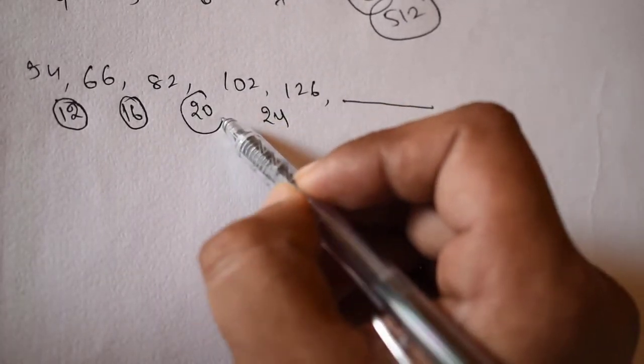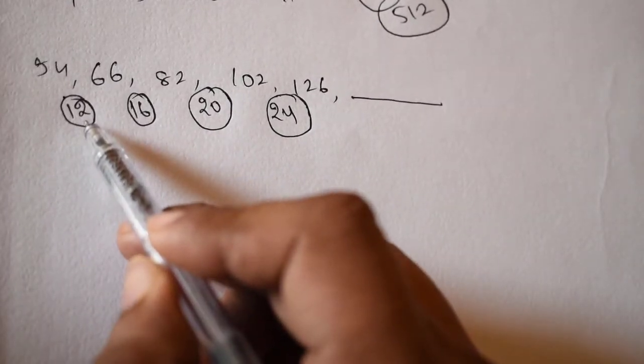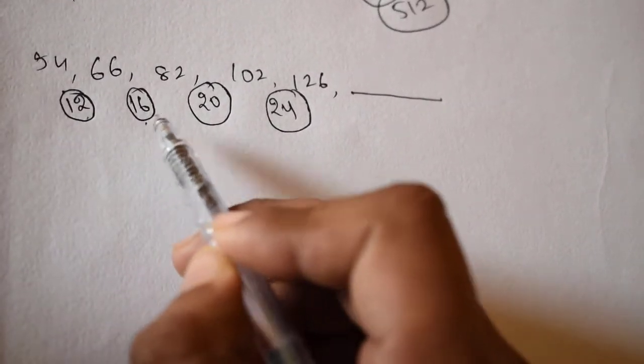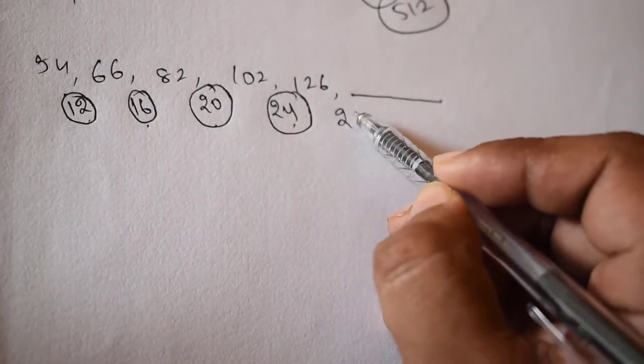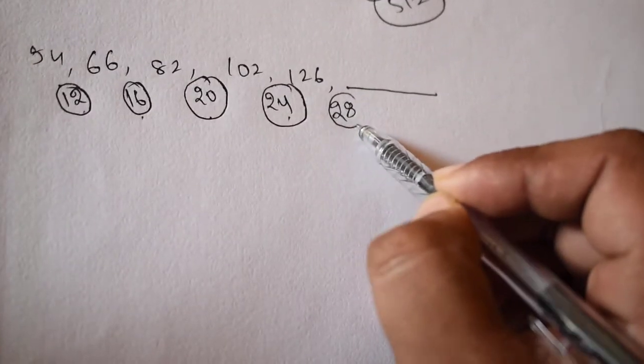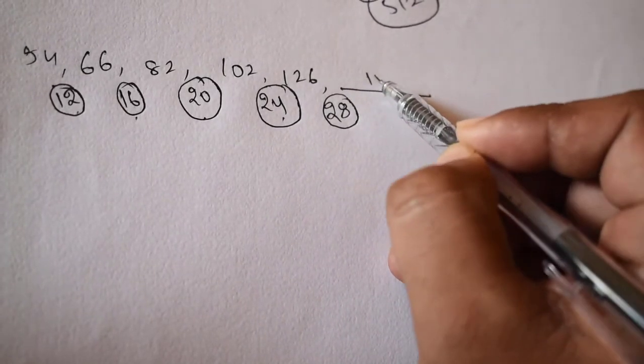When you see the differences between these, you can see it is increasing by 4. The difference is 12 here. The difference is 16. Here it is 20. Here it is 24. So the difference after this should be 28. So 24 plus 4. So 126 plus 28 is equal to 154.